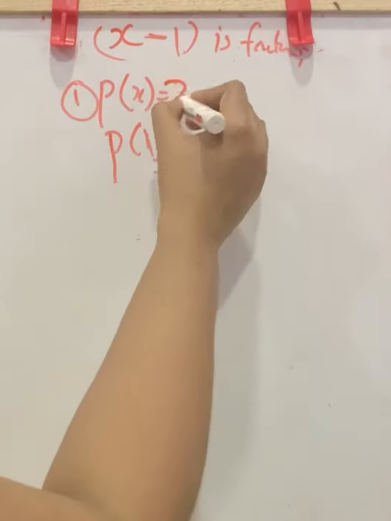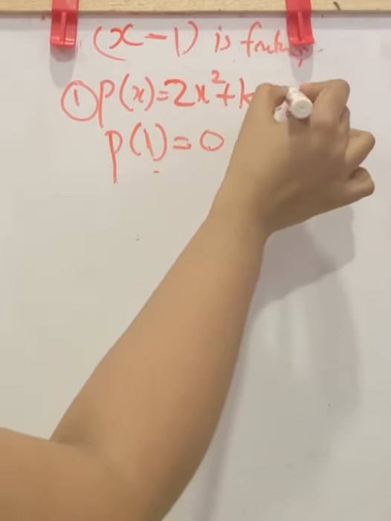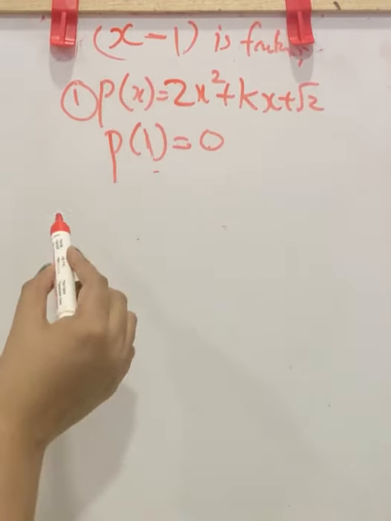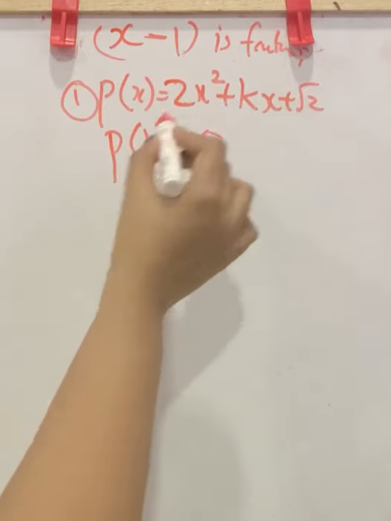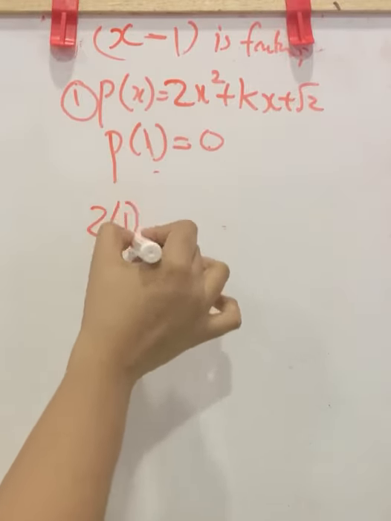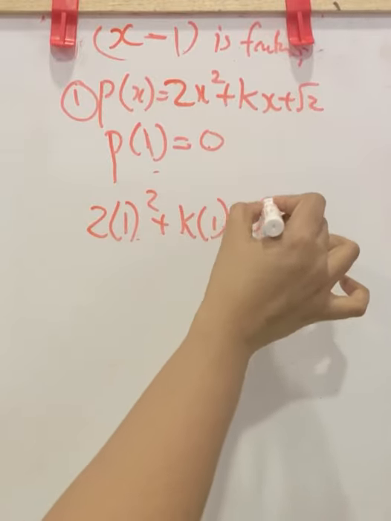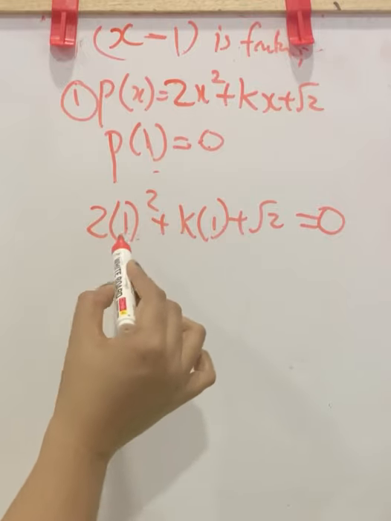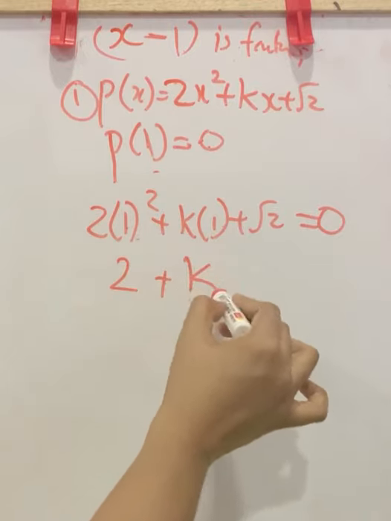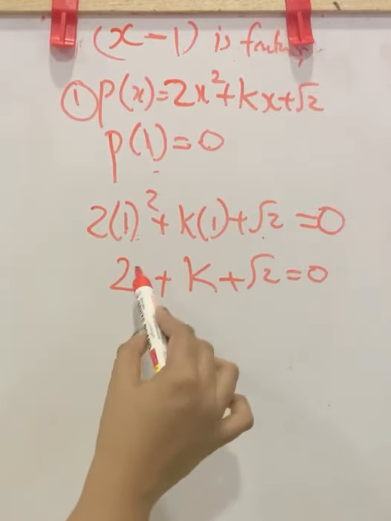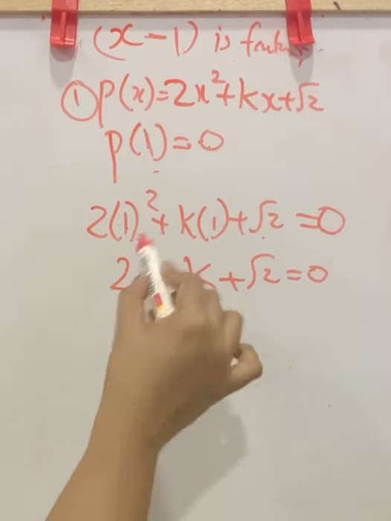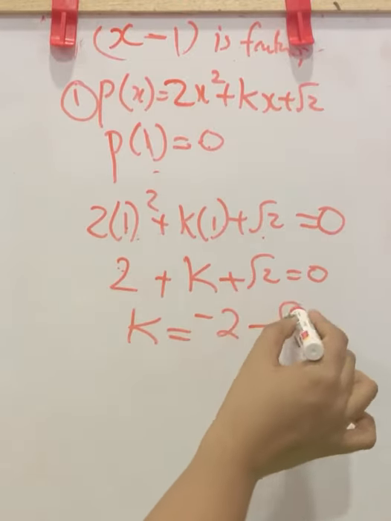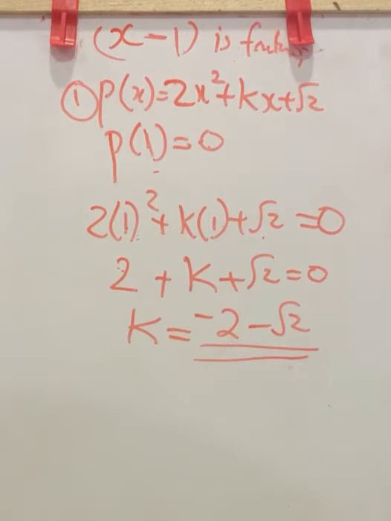P of x is equal to 2x square plus kx plus root 2. Again we know if x minus 1 is a factor, then p of 1 equal to 0. If p of 1 equal to 0, we can substitute value 1 here. 2 into 1 square plus k into 1 plus root 2 equal to 0. That is 2 into 1 square, 1 square is 1, 2 into 1 is 2, plus k into 1 is k, plus root 2 equal to 0. Now taking 2 and root 2 to the other side, 2 going to RHS becomes minus 2, this becomes minus root 2. The value of k is minus 2 minus root 2.